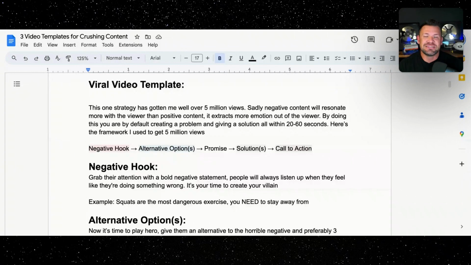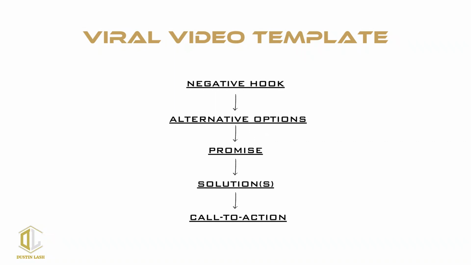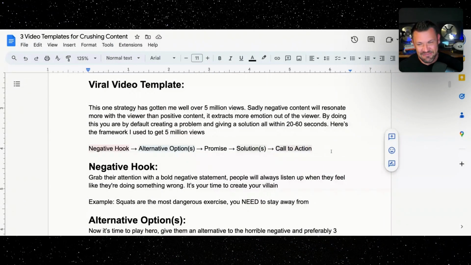Here's the framework that I use to get over 5 million views. You have a negative hook. The negative hook goes into an alternative solution. Then you have your promise, your solution, and your call to action. Don't worry, I'm going to walk you through this step by step.